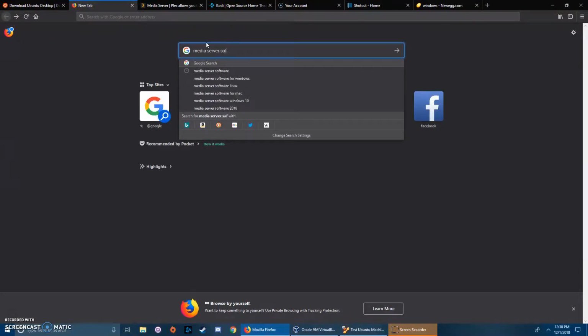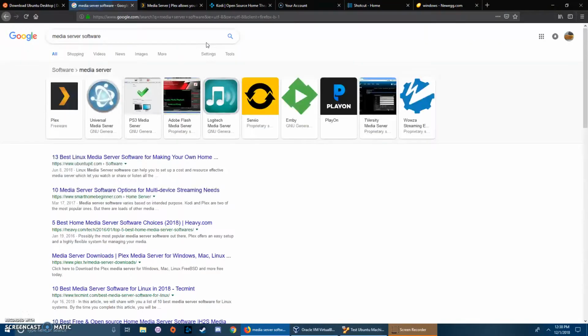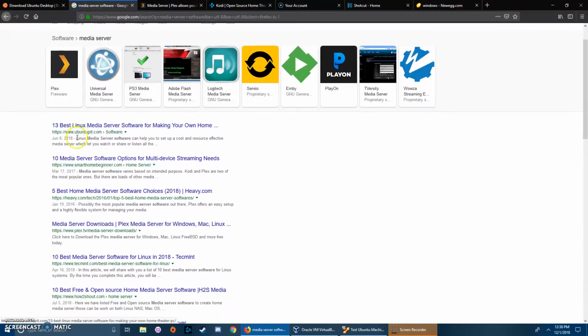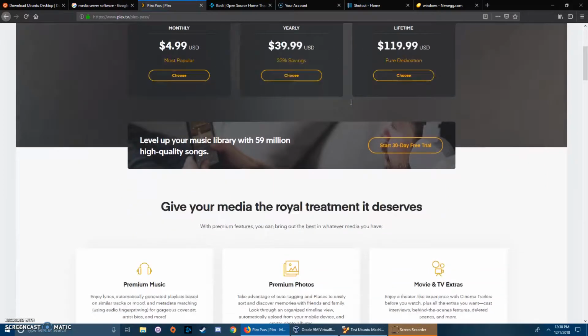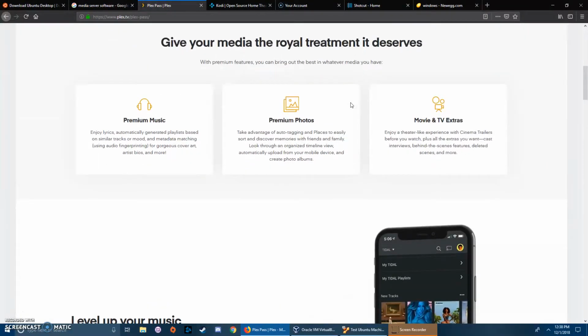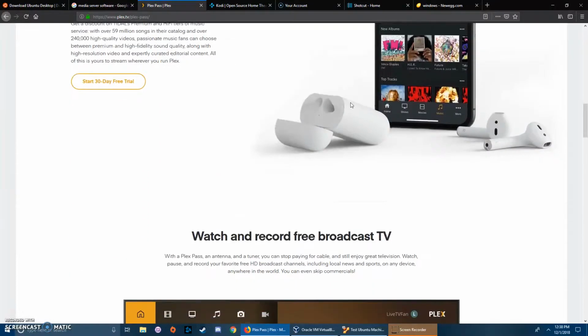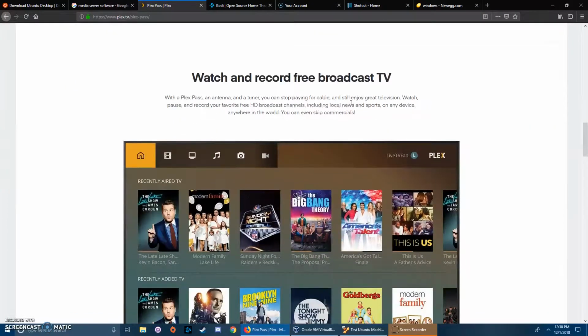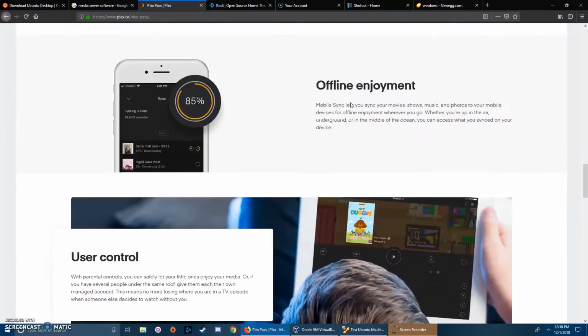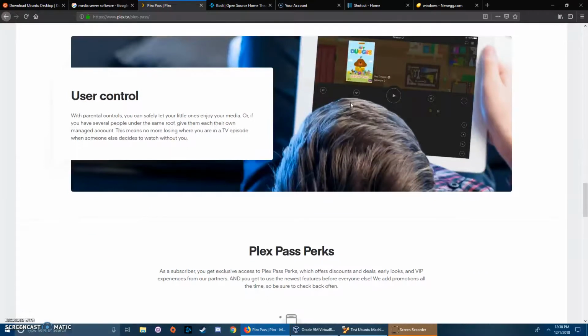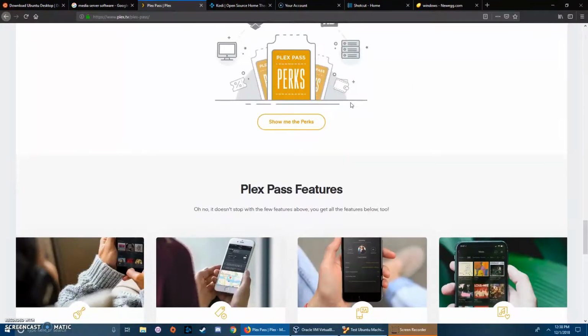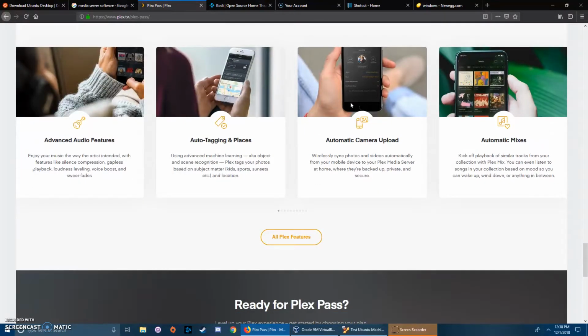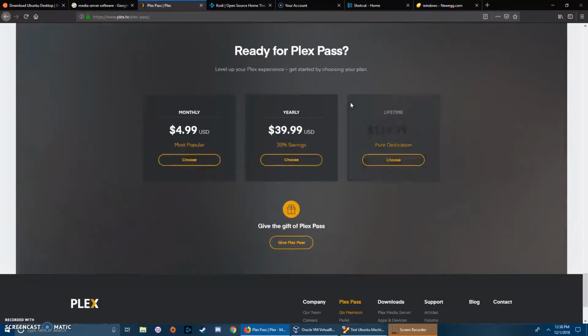In that same sort of vein, when you look for media server software, you get a lot of hits, and I checked out Plex because it was one that I'd heard of before. It turns out it does a lot of the stuff I want to do right out of the box, and while there are some subscription models, you can get it to do most of the things you'd want it to for free.